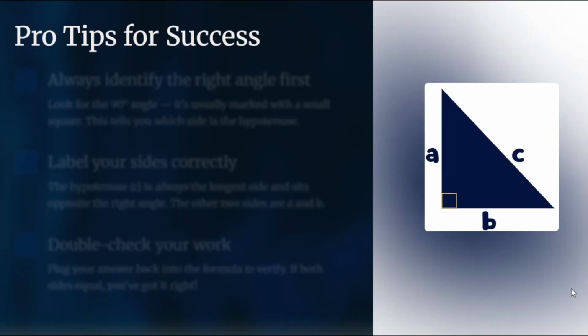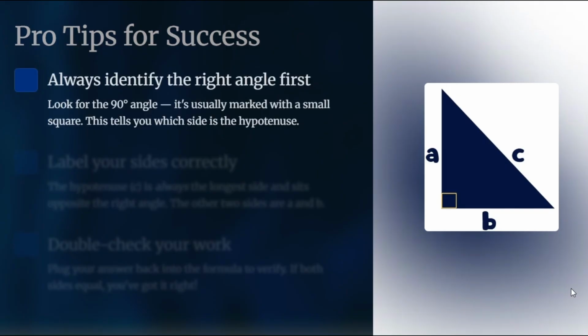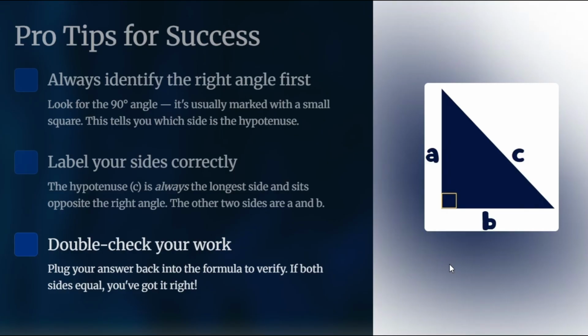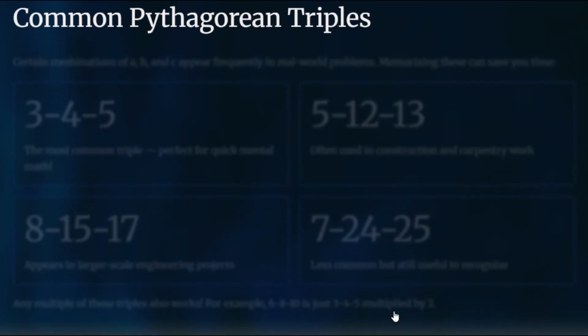So here are some pro tips for success. Always identify the right angle first. It's usually marked with a small square. This tells you which side is the hypotenuse. And the hypotenuse is always the longest side, and it sits opposite the right angle. The two other sides are A and B. And always double check your work. Plug your answer back into the formula to verify. And if both sides are equal, then you got it right.